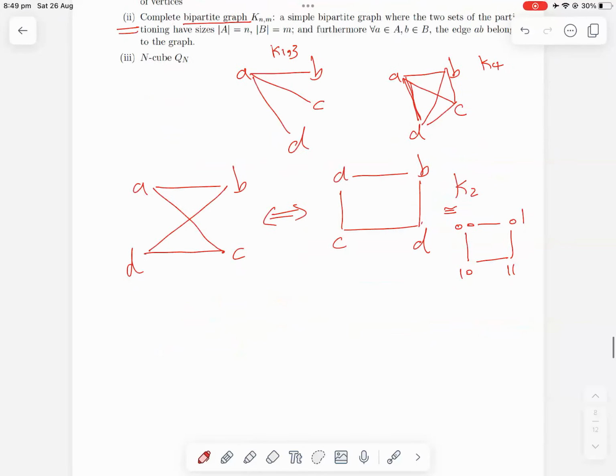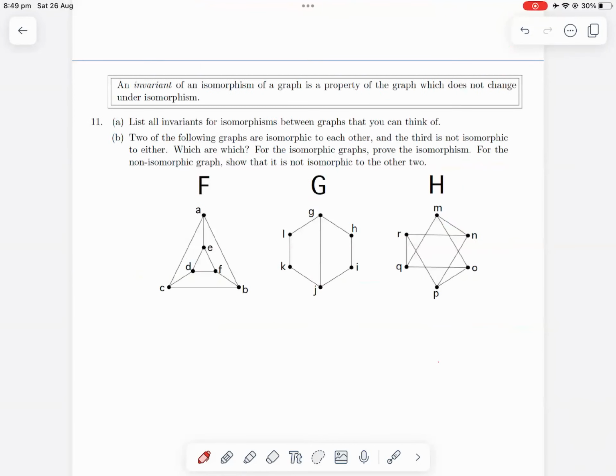All right, so now let's do question 11. An invariant of isomorphism of a graph is a property which does not change under the isomorphism. All right, so list all invariants for isomorphism between graphs that you think will still be preserved. So I can say the number of vertices firstly, the number of edges, this is part A, definitely.